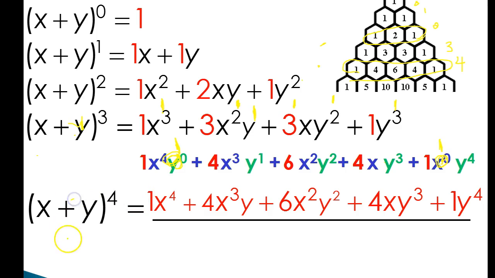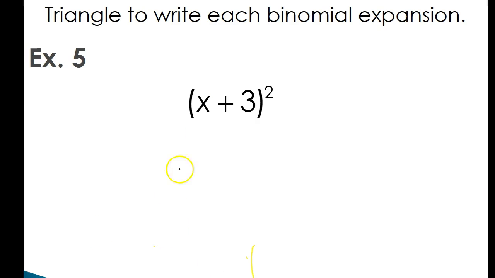This might seem a little weird at first, but I promise you it's a lot faster and less painful than multiplying x plus y times x plus y times x plus y times x plus y once you get used to the pattern. So let's look at some examples. All right, so let's use the binomial theorem and Pascal's triangle to write each binomial expansion. So this is example 5 if you have your packet out.